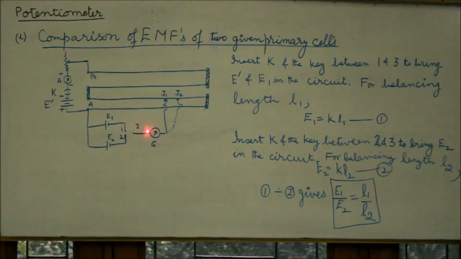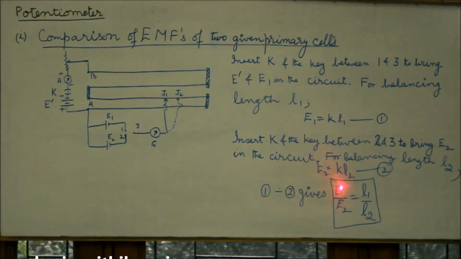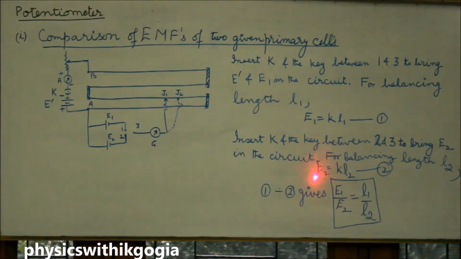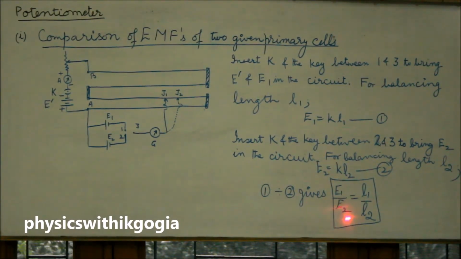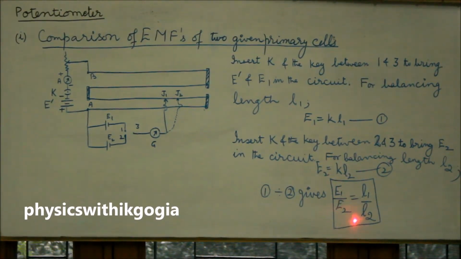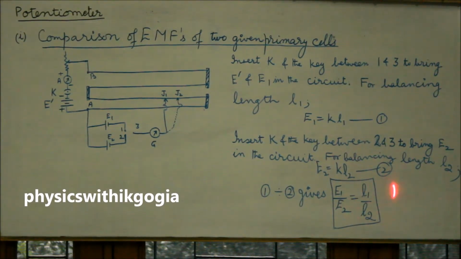Remove the key between 1 and 3 and insert it between 2 and 3. This brings E2 and E dash in the circuit. Again find the balancing length by adjusting the position of the jockey. We get E2 is equal to K L2. Divide the two equations, which gives you the ratio E1 by E2 equal to L1 by L2.